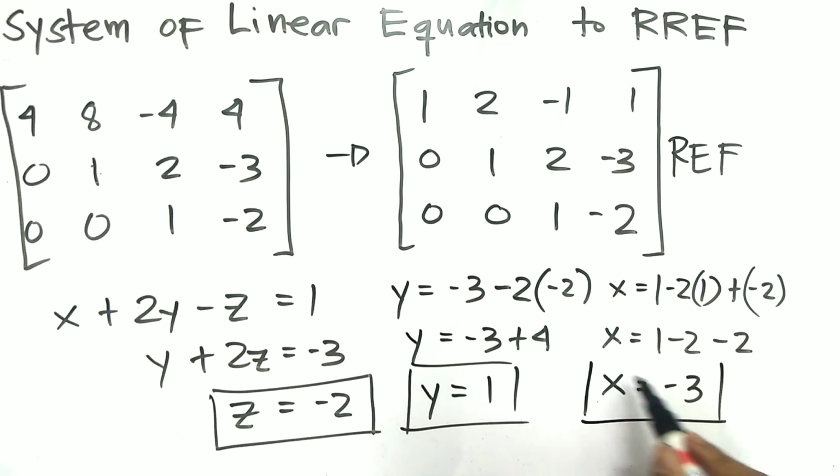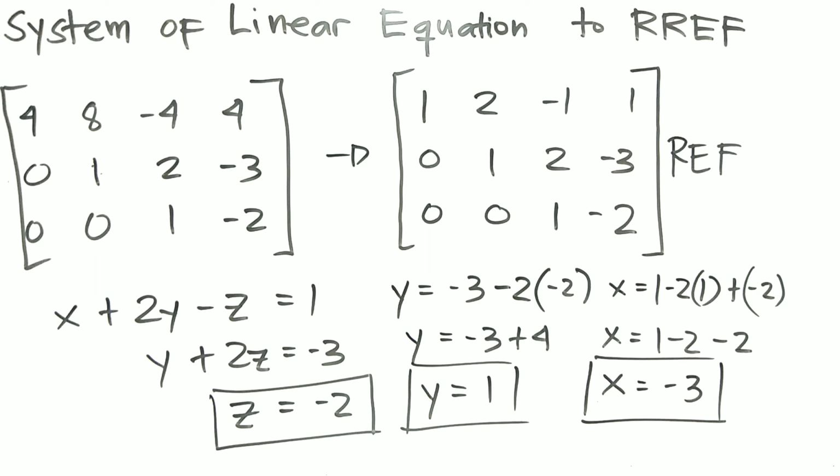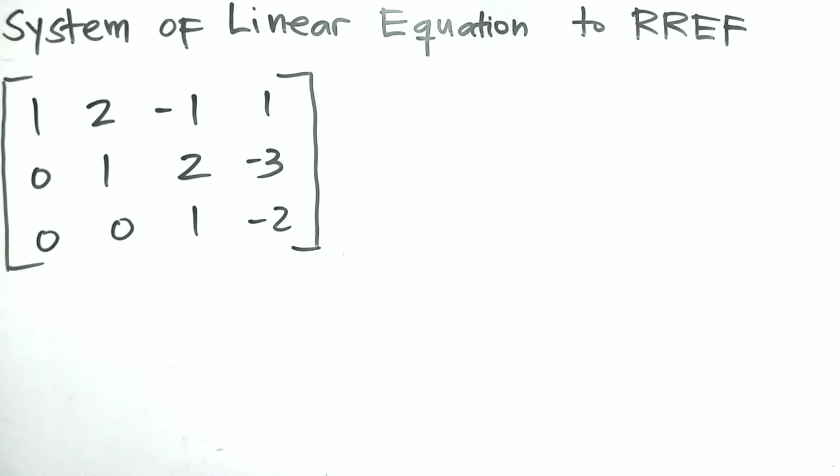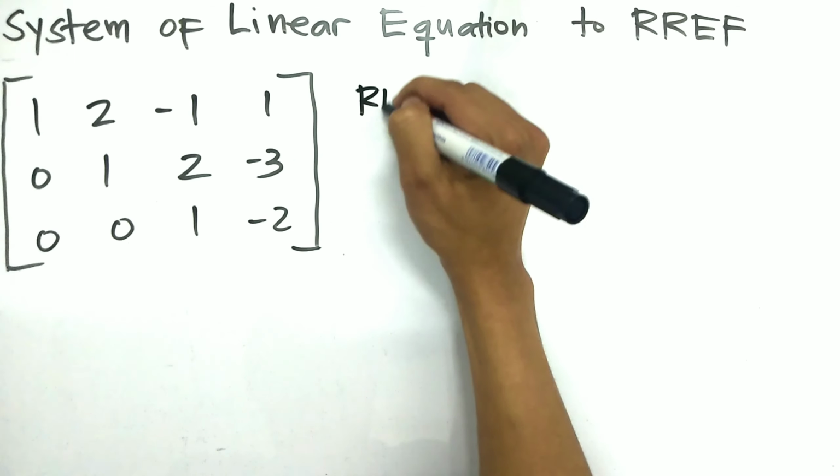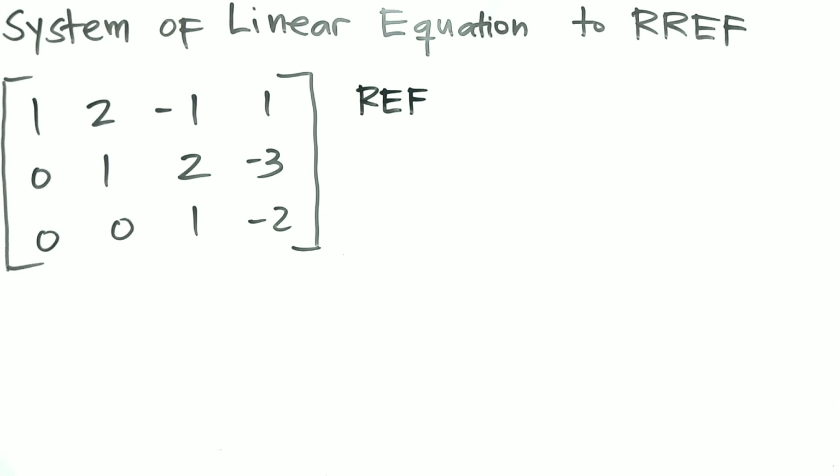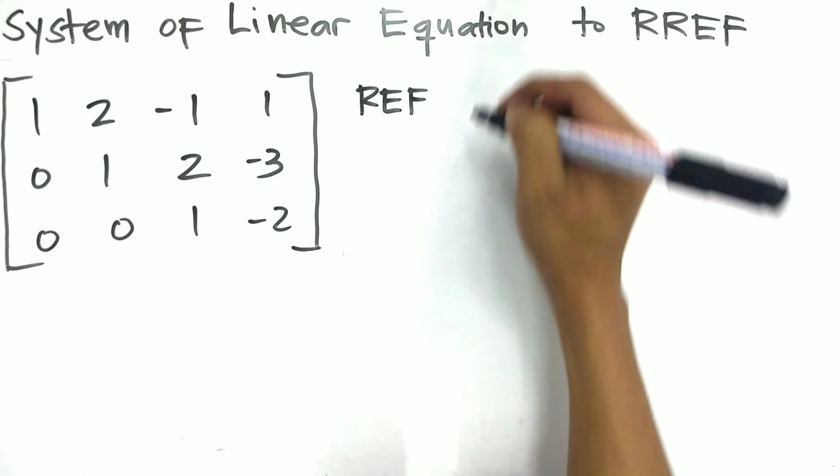We have already solved your system of linear equations by just looking for the row echelon form of our matrix. But we can still convert the row echelon form into its reduced row echelon form for us to easily have the values of our variables x, y, and z. And let's try to do that. This is our row echelon form. By the way, the process of converting an augmented matrix into its row echelon form is what you call your Gaussian elimination.